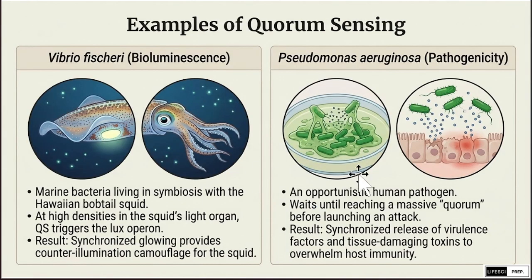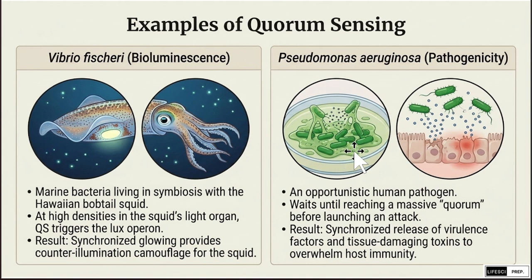What is an example of quorum sensing? The first example is Vibrio fischeri, which shows bioluminescence. Here the marine bacteria live in symbiosis with the Hawaiian bobtail squid. At high density in the squid's light organ, quorum sensing triggers the lux operon. Due to this, the glowing provides counter-illumination camouflage for the squid.